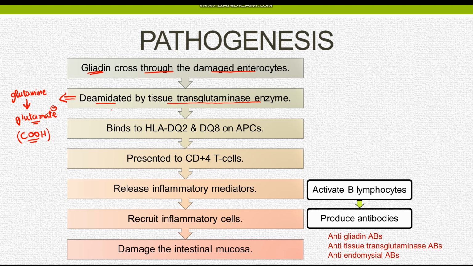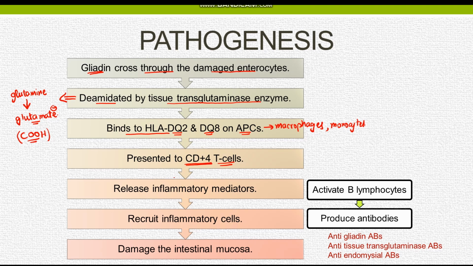So this deamidated gliadin binds to HLA DQ2 and DQ8 present on the antigen presenting cells or APCs. The antigen presenting cells here are the intestinal macrophages. Once the deamidated gliadin binds to HLA DQ2 and DQ8 on the antigen presenting cells, these antigen presenting cells present the gliadin to CD4 helper T cells.